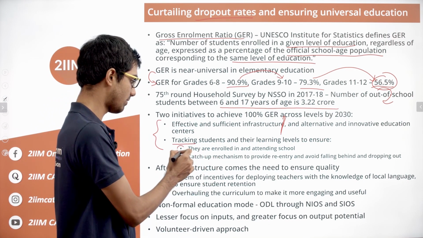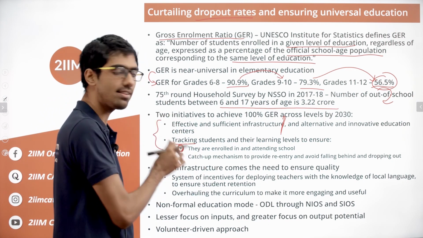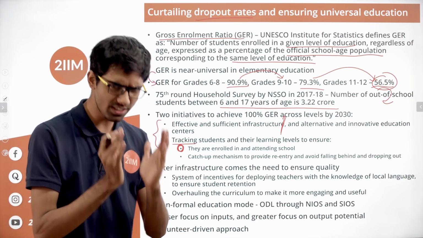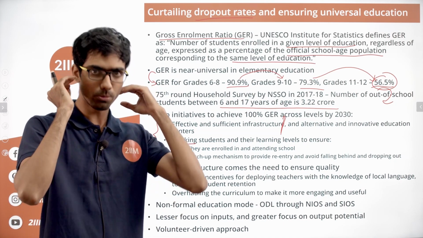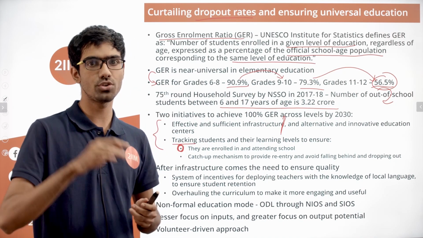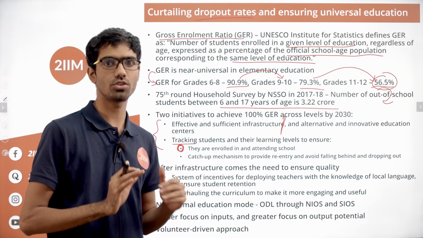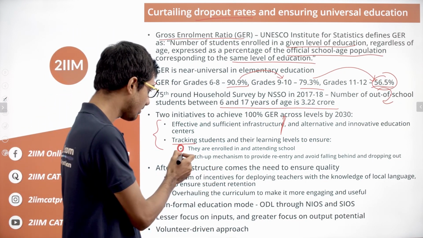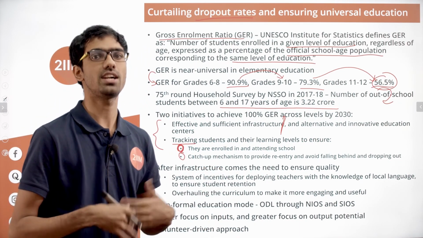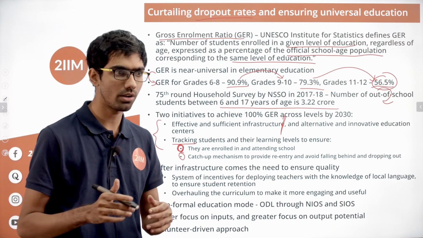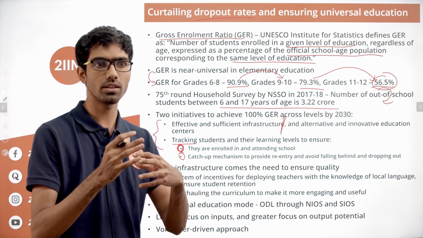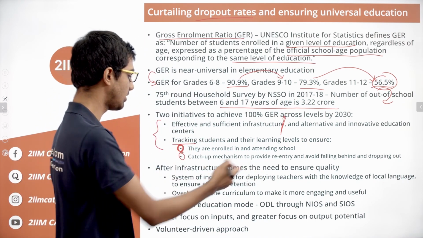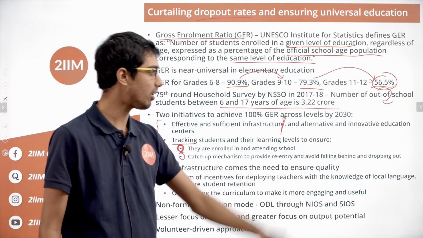First and foremost, and we need to make it as dark as possible, the students need to be enrolled and attending school. The first and most fundamental, the most basic goal that any education system needs to achieve is making sure the students are enrolled. First they start coming to school, and then we'll focus on learning outcomes and all of that. The next is, okay, we've enrolled and they've started attending school, but for some reason they're dropping out, or they go out of school. What are the fallback mechanisms to make them come back to the fold of school education? That is something this point addresses. Catch-up mechanism to provide re-entry and avoid falling behind and dropping out.